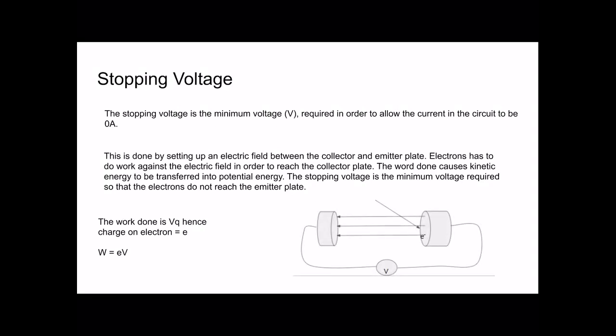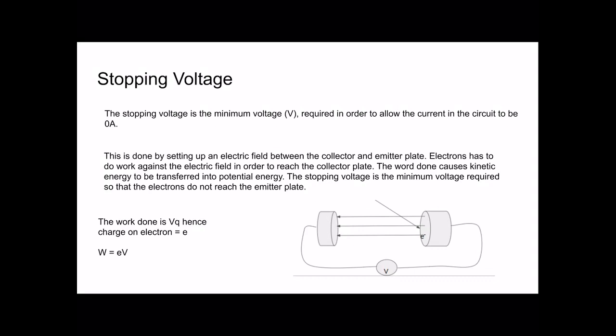So here I have a diagram of what I was talking about. We have our light incident on our emitter plate, which ejects the electrons. However, the electrons are doing work against the electric field, and therefore some of their kinetic energy is going to be transferred into potential energy.